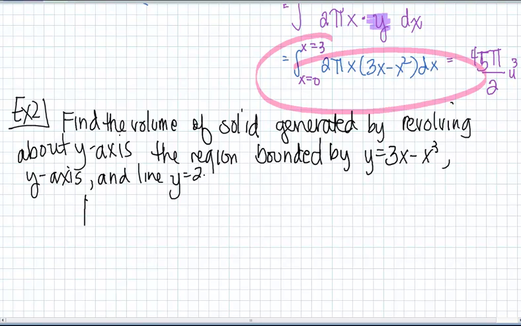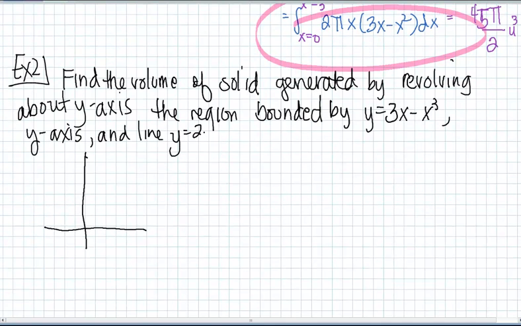Now I'm going to go ahead and give you this diagram because it's a little bit tougher to draw. Y equals 3x minus x cubed looks something like this. It's a cubic function. And we're going to say that this point right here is 1, 2. I want to revolve the region bounded by the curve, the y-axis, and the line y equals 2.